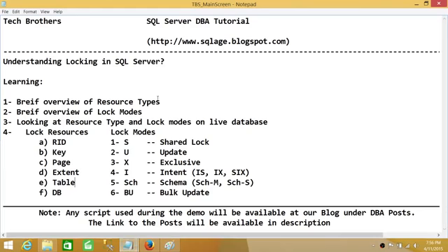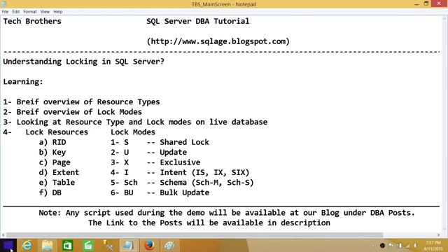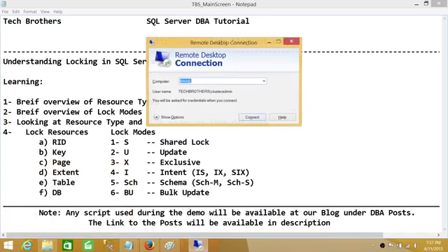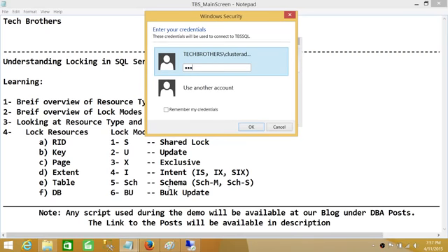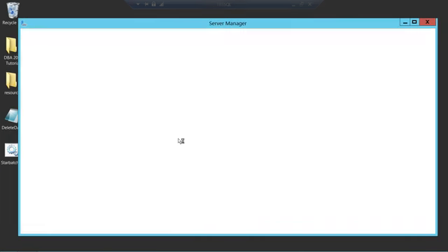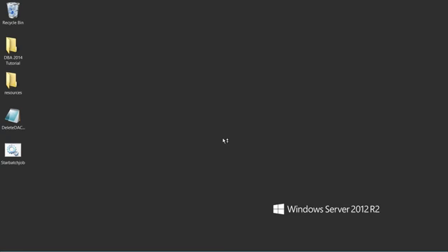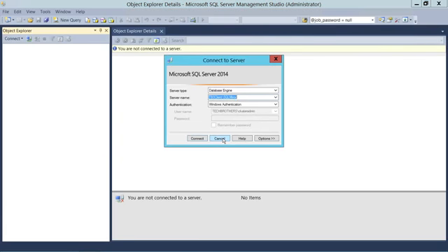So let's go back. As I said, we went through the overview of resource types, the overview of locking modes, and the resources and modes in detail. Let's go ahead and look at a live database to find what locks we see. I just wanted to show you what kind of locks you will see when you run a command to see the locks. So I'm connecting with my Management Studio, and I'm going to connect to my SQL production.